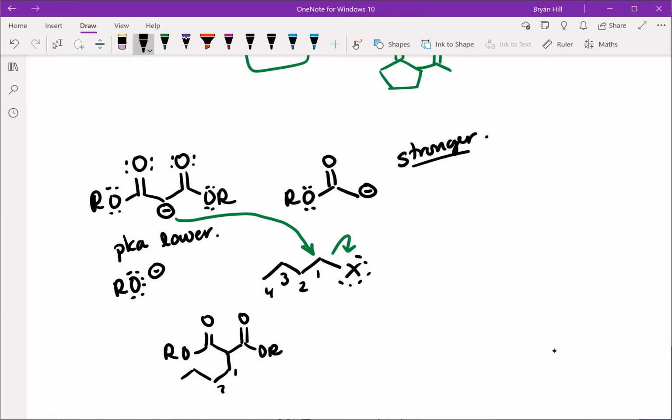Sometimes with enolates, a potential side reaction is that they could conceivably do E2 elimination. So this would grab a proton and then you would eliminate the leaving group. That's sometimes a side reaction.